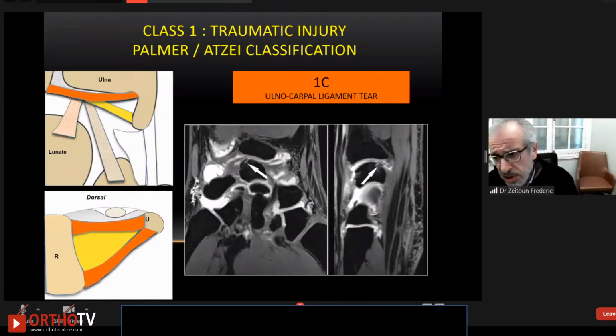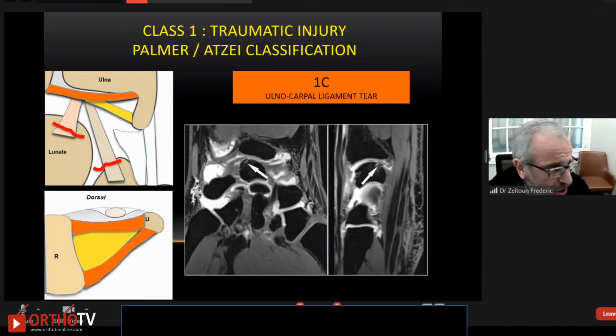Class 1C lesions are difficult to diagnose. They concern the ulnocarpal ligaments, ulnolunate and ulnotriquetral, which participate in the stability of the distal radioulnar joint. You can see here an example on this MRI. It's an arthro-MRI with a tear at the insertion of the ulnolunate ligament just here on this frontal view and here on this sagittal view. Diagnosing this lesion is very difficult.